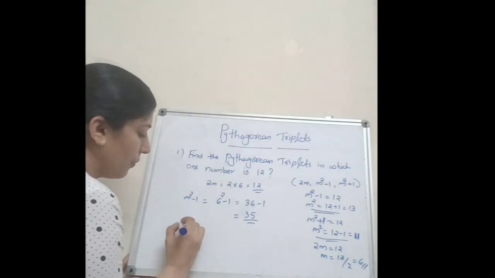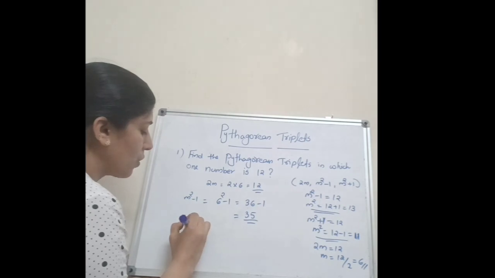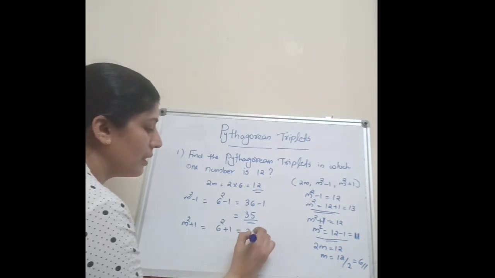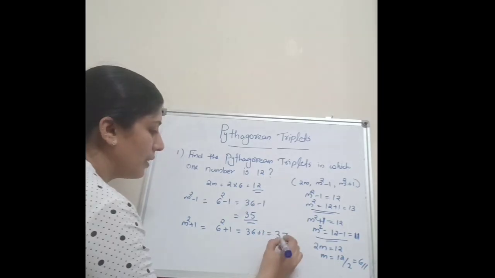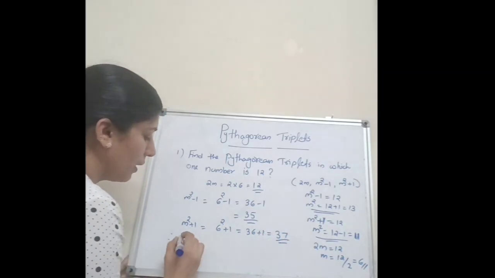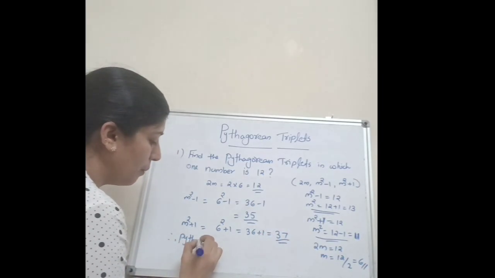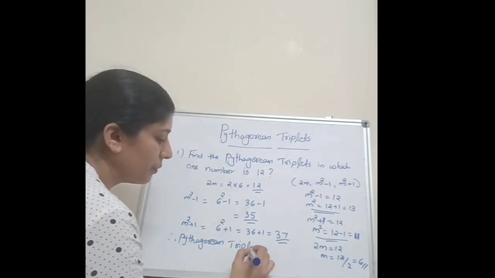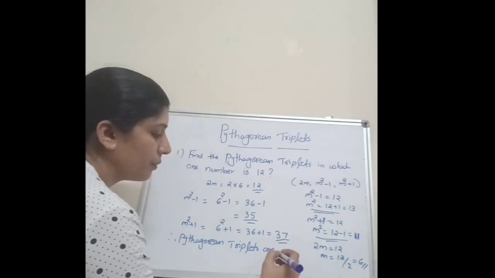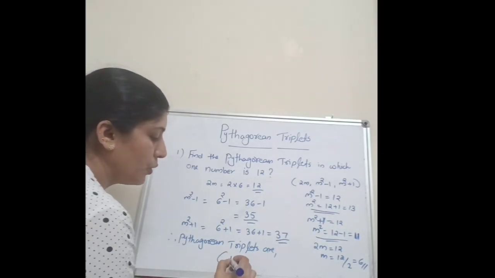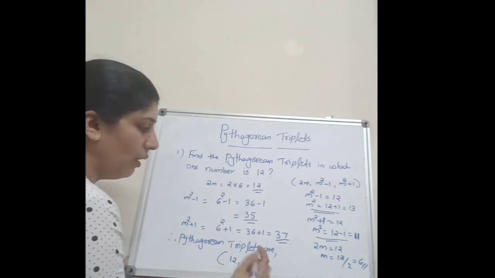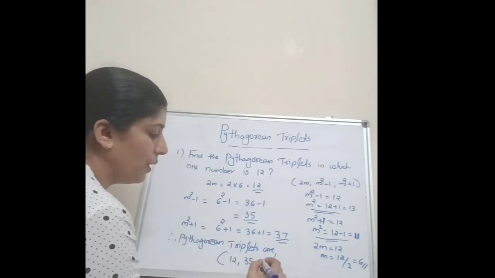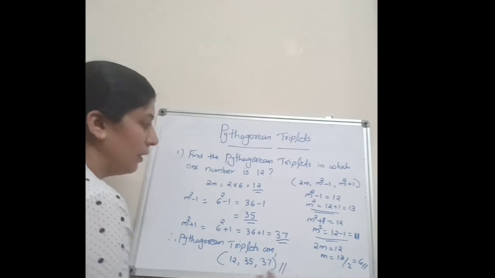Next, when m equal to 6, m square plus 1 is equal to 6 square plus 1, that is equal to 36 plus 1 equal to 37. Therefore, the Pythagorean triplets are 12, that is 2m, 12, m square minus 1, 35, and m square plus 1, 37.